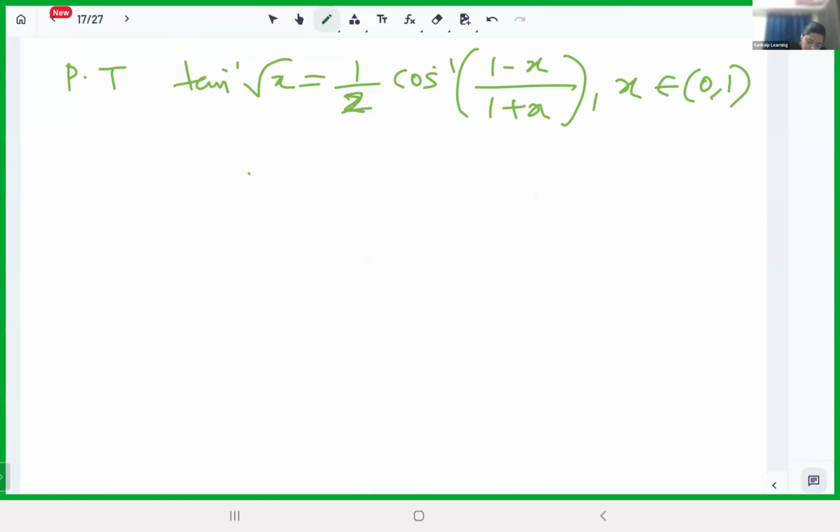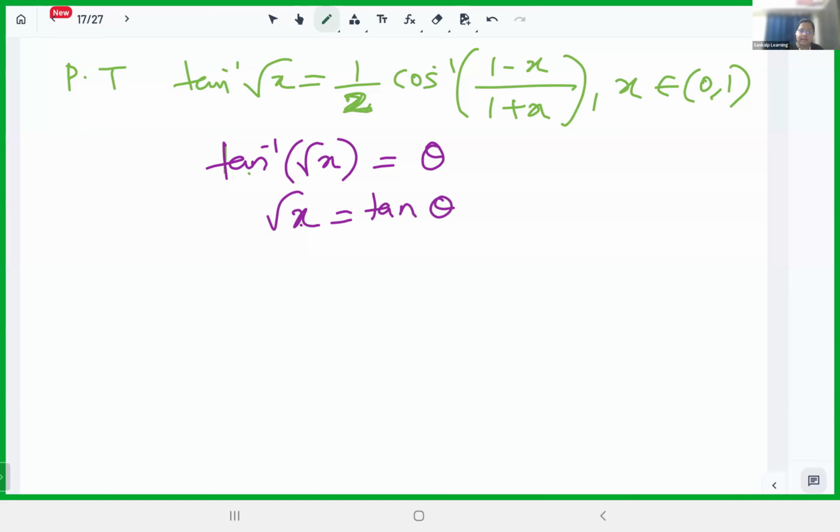All right, so here again we know we have to do some type of substitution to solve this type of question, right? So which value should be substituted here? I'm going to take the tan inverse of root x. Let the tan inverse of root x be theta. So what happens to root x? Root x will become tan theta.